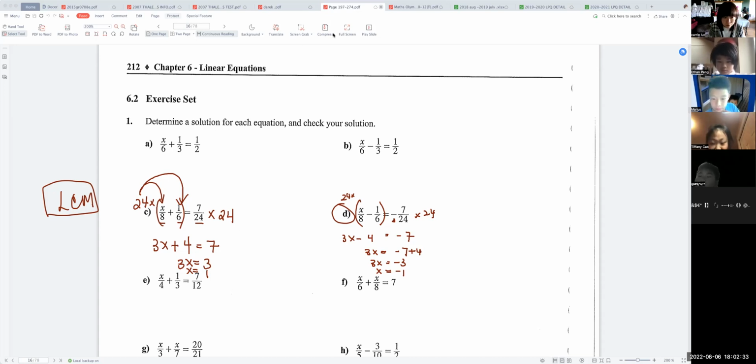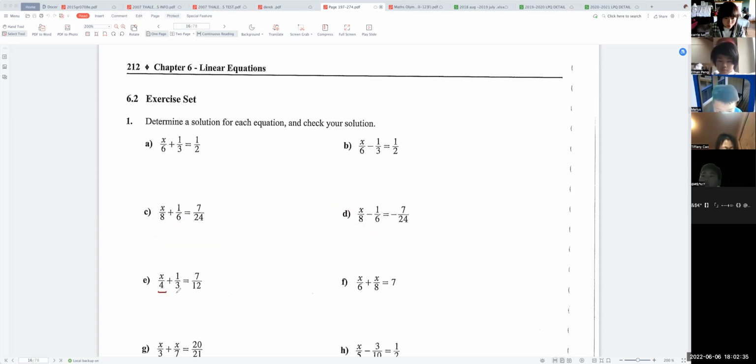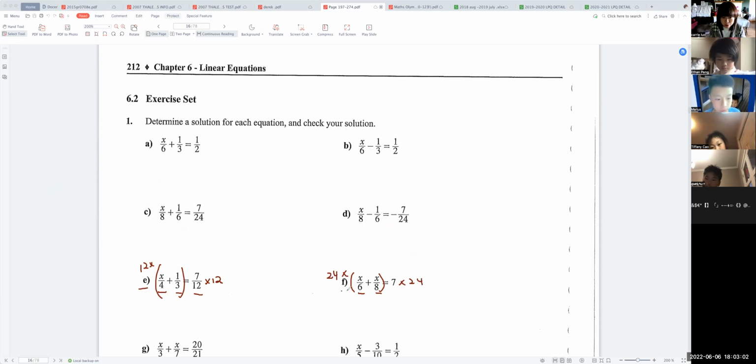Okay, so now let's take a look at number E. So 4, 3, 12, what is the lowest common multiple? 12. Very good. So we're going to times 12 for both left side and right side. So 6 and 8, what is the lowest common multiple? 24. Very good. So times 24 and times 24. Okay, so this time we do 2 questions in a row. Okay, E and F.